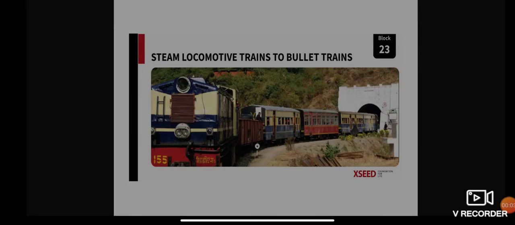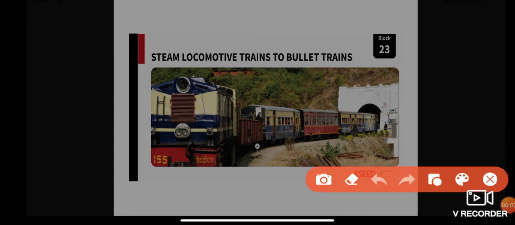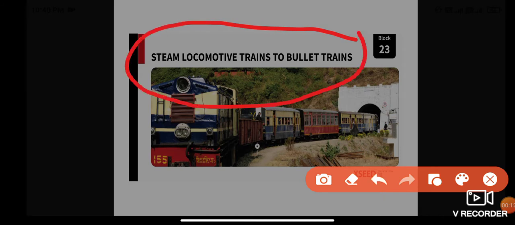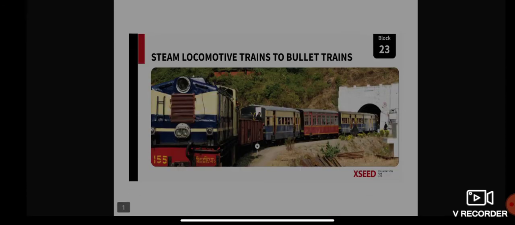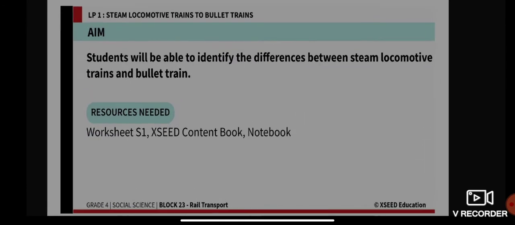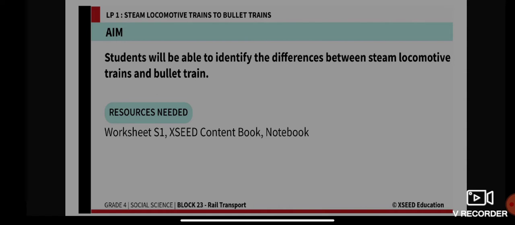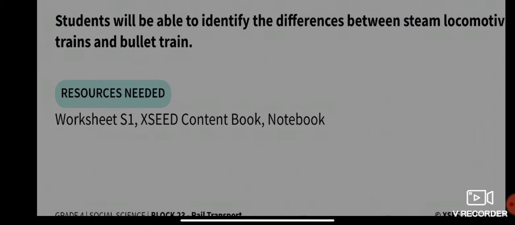So today we will start with the new block, that is block 23, and the topic of our discussion for today is steam locomotive trains to bullet trains. Our aim for today is that students will be able to identify the differences between steam locomotive trains and bullet trains. The sources needed are worksheet S1, exit content book, and your notebook.